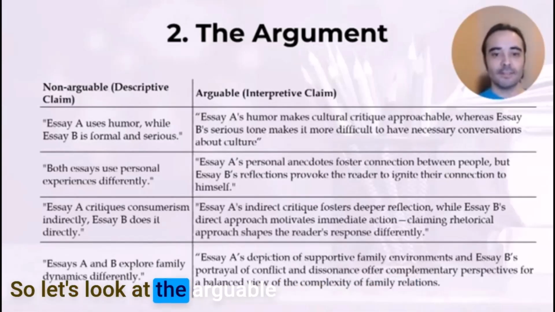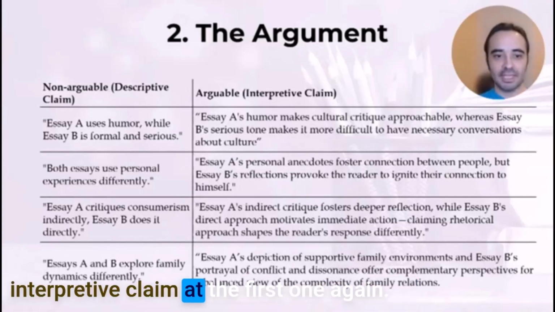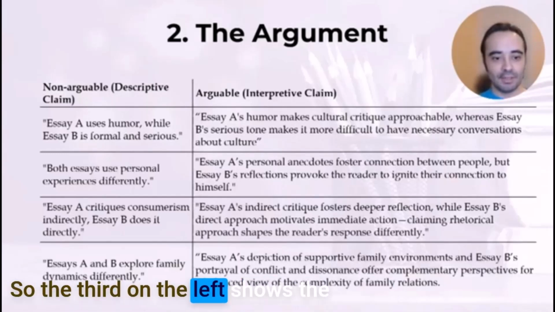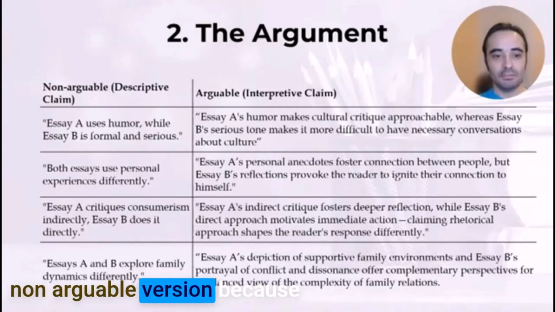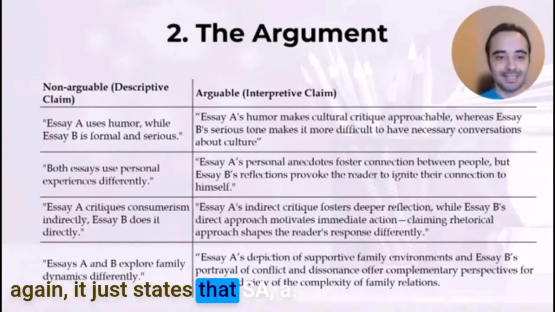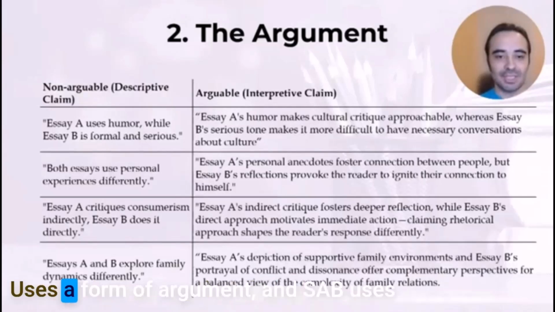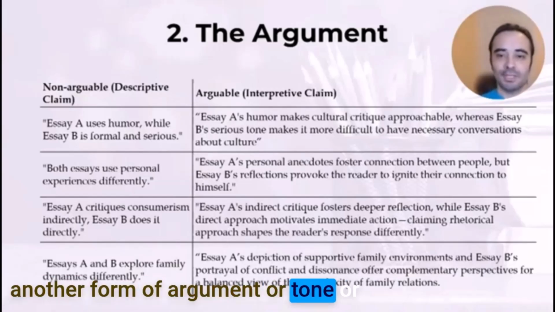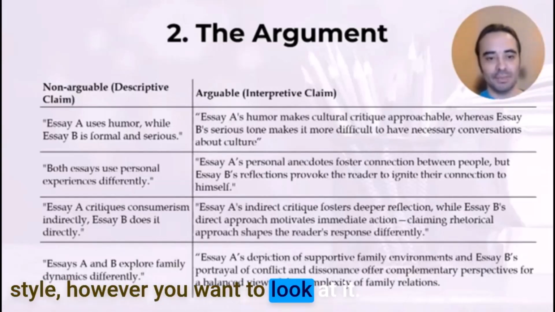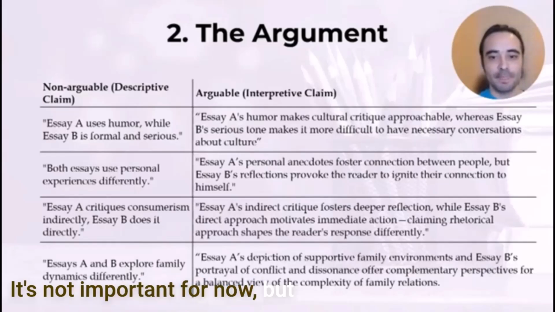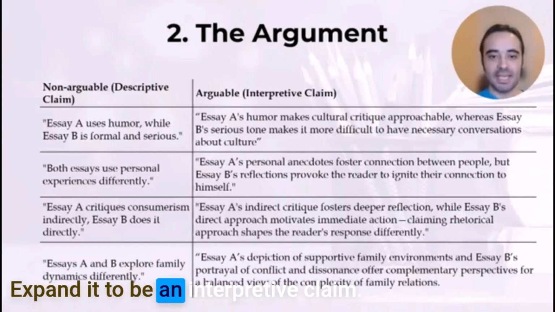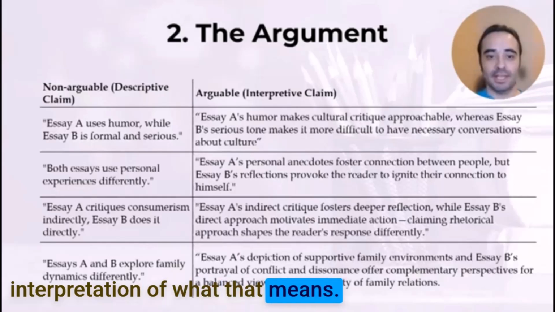So let's look at the arguable interpretive claim at the first one again. The part on the left shows the non-arguable version because, again, it just states that essay A uses a form of argument and essay B uses another form of argument or tone or style, however you want to look at it. It's not important for now. But look at the same thesis expanded to be an interpretive claim. That is a claim that makes an interpretation of what that means.